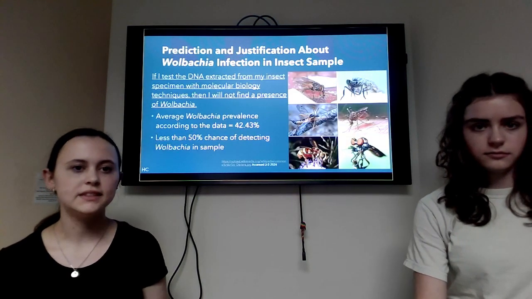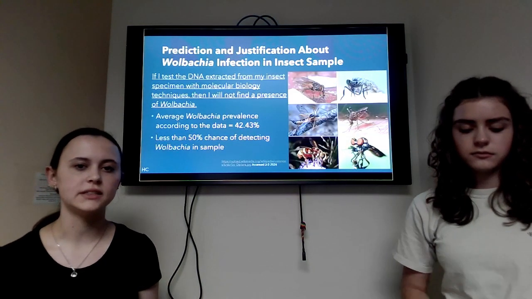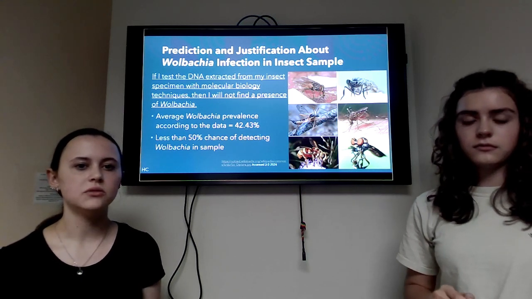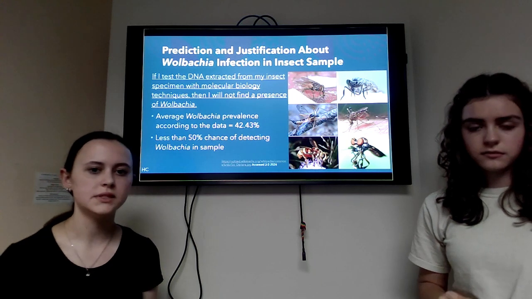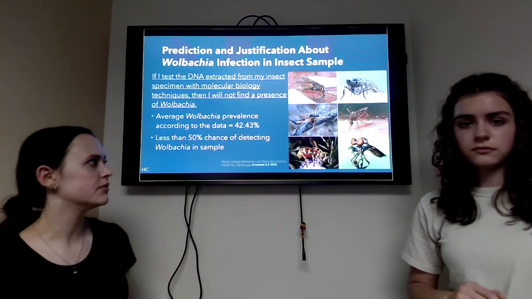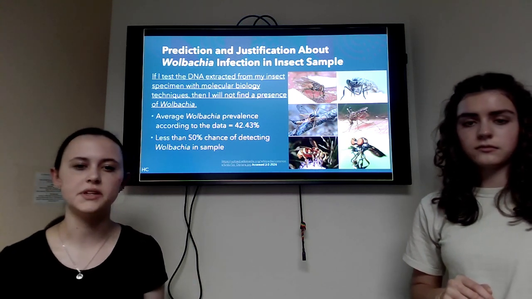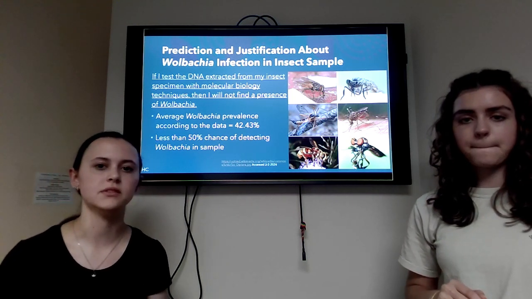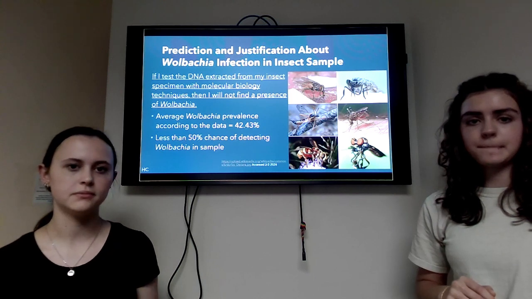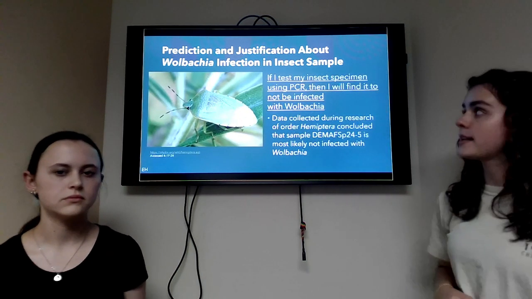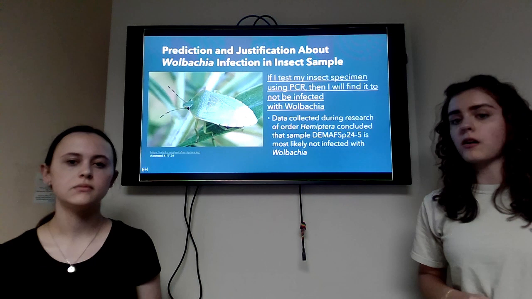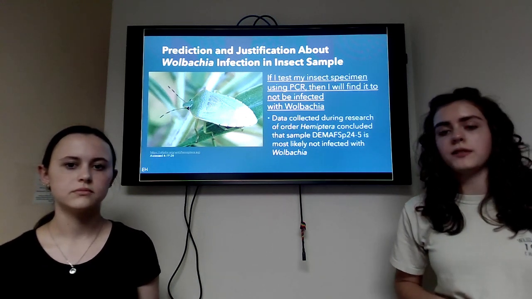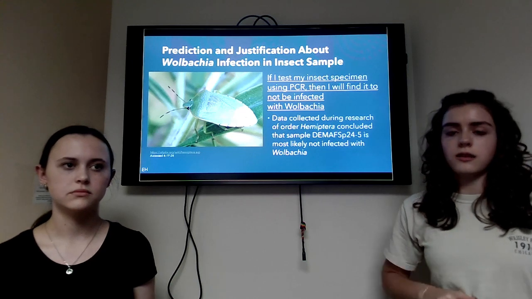My prediction stated that if I test the DNA extracted from my insect specimen with molecular biology techniques, then I will not find a presence of Wolbachia. This was because all 3 of the prevalences added up to a 42.43% average, which is less than a 50% chance of finding Wolbachia in a sample. And my prediction was that if I test my insect specimen using PCR, then I will find it to not be infected with Wolbachia. I also decided this because all of the data concluded that there was only 50%.